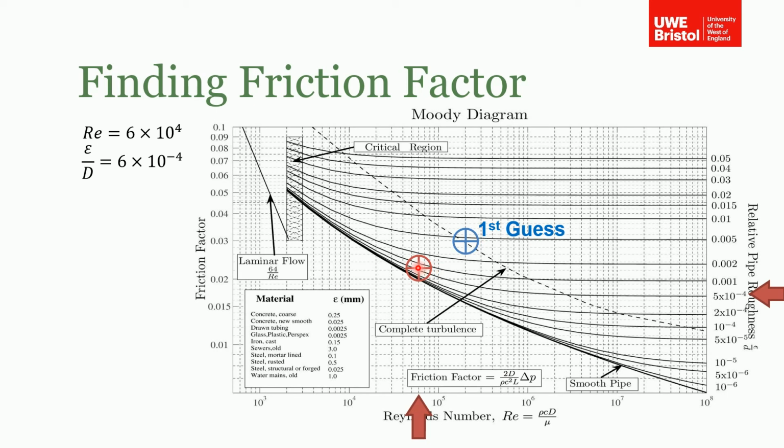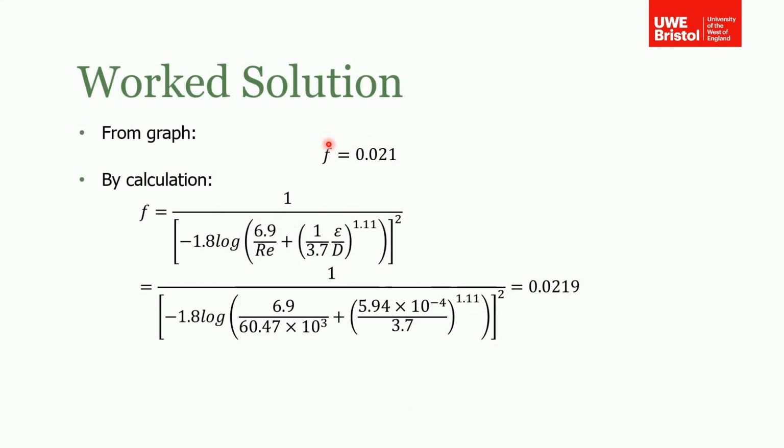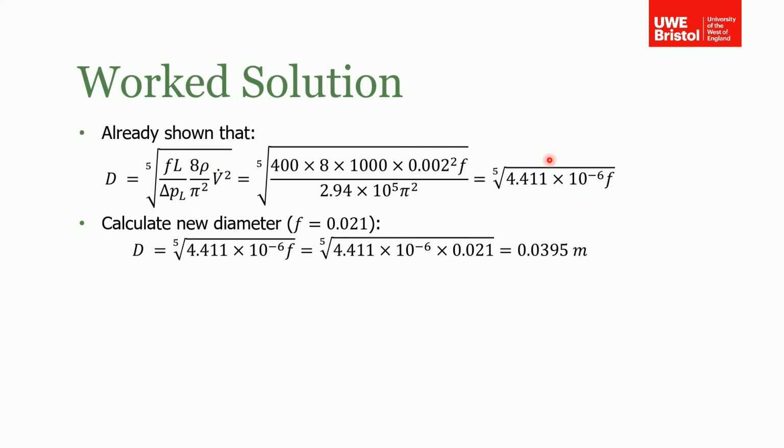Okay, so from this we can now read off a new friction factor, which from the graph is 0.021, or if you do it mathematically using the equation for those lines on the Moody diagram, you see a very slight increase. But for the accuracy that we're interested in, either of these values is fine. So we now have a new friction factor, and now we need to calculate a new diameter. Using this equation that we had before, put in the new friction factor. Remember I worked out this as a constant. Then we get a new diameter of around 3.95 centimeters.